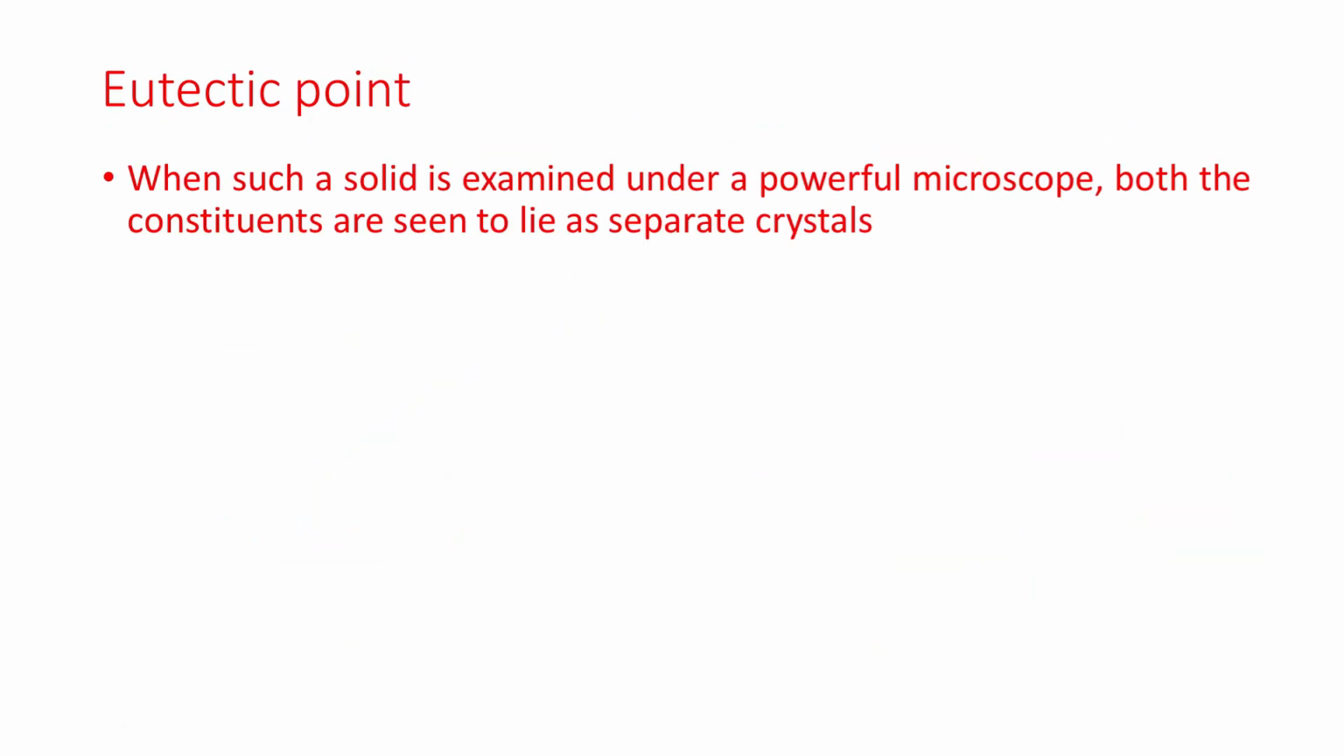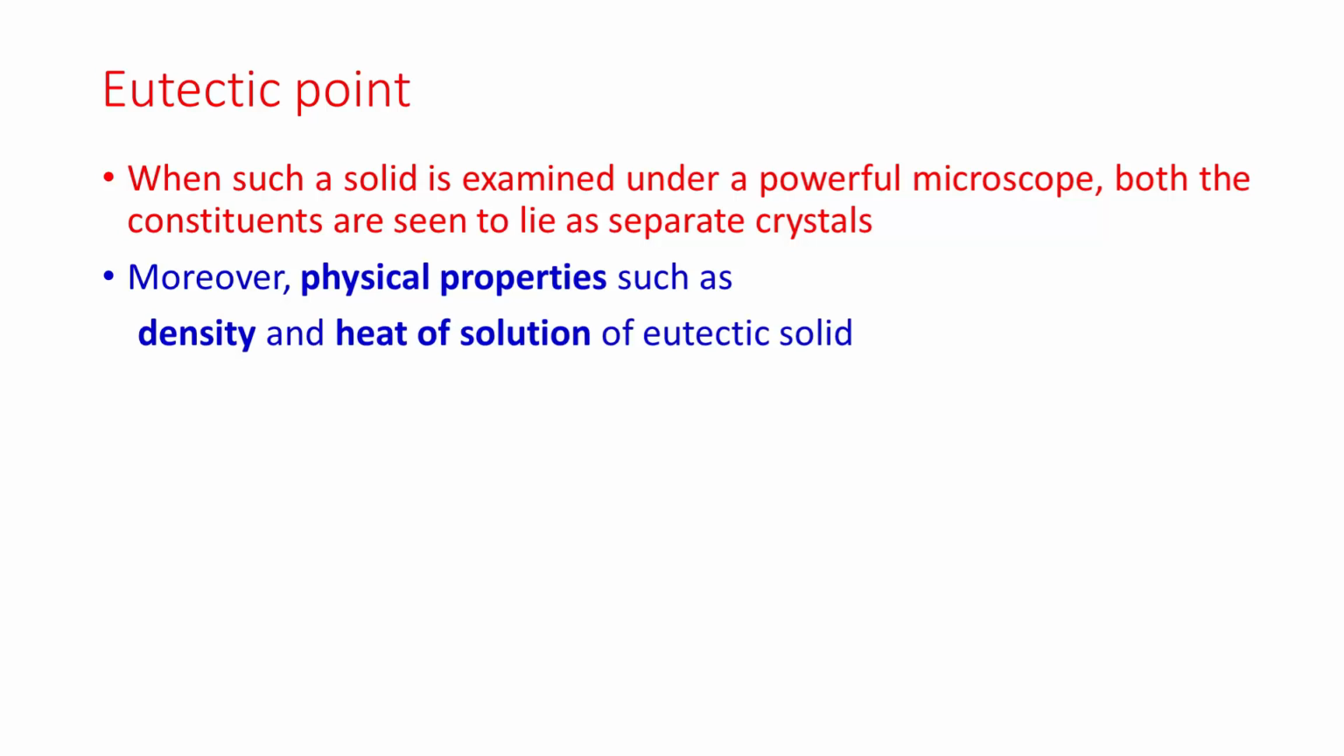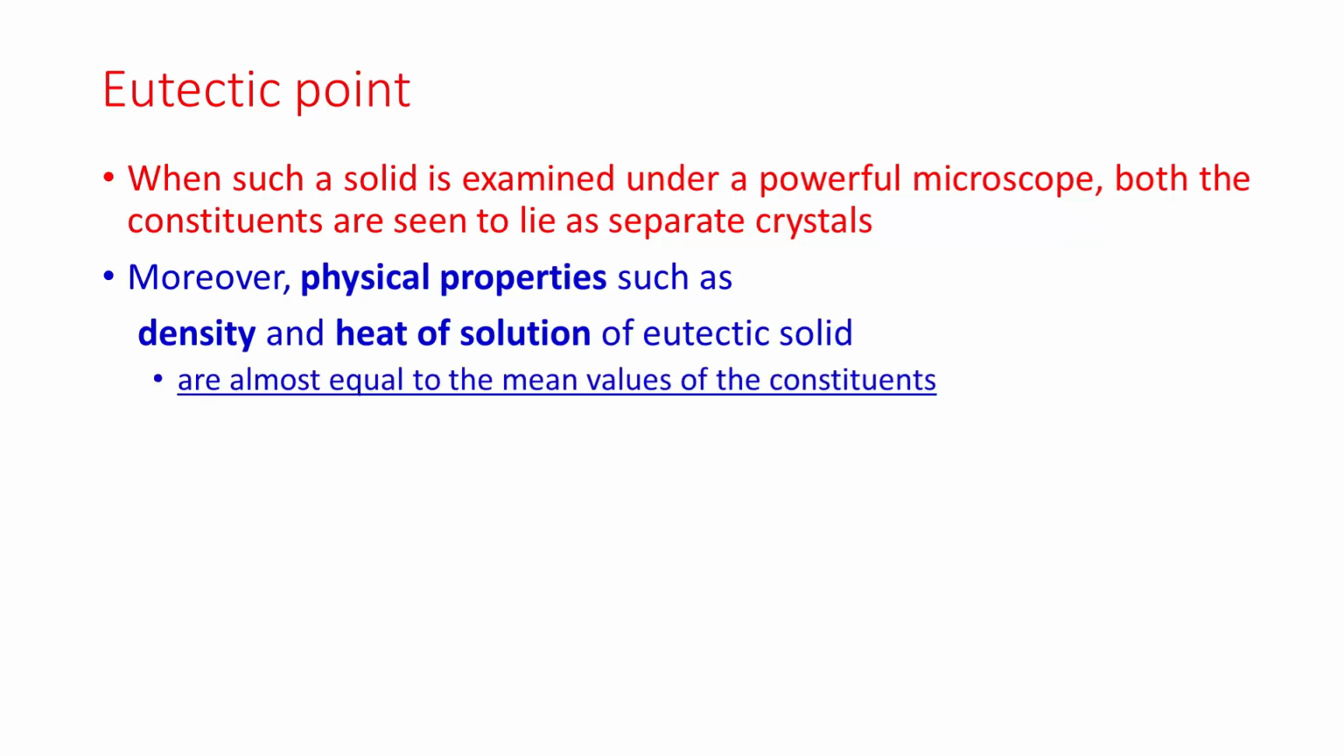When such a solid is examined under a powerful microscope, both the constituents are seen to lie as separate crystals. Moreover, physical properties such as density and heat of solution of the eutectic solid are almost equal to the mean values of the constituents. Hence, it is a mixture and not a chemical compound.